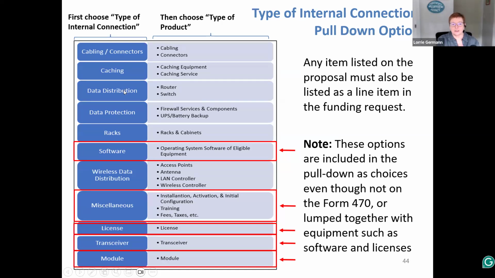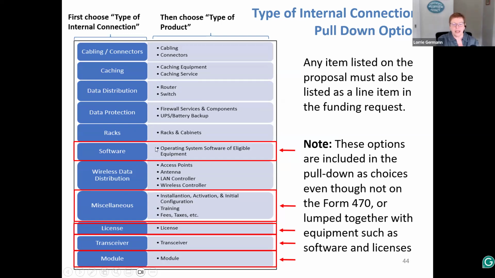If you need to add a switch, sorry, I'm not doing this in order, you choose data distribution first, then you'll see router or switch options. Under wireless data distribution, that's where you're going to find access points, antennas, LAN controllers, and wireless controllers. So again, just kind of a cheat sheet to help you find some of these items.